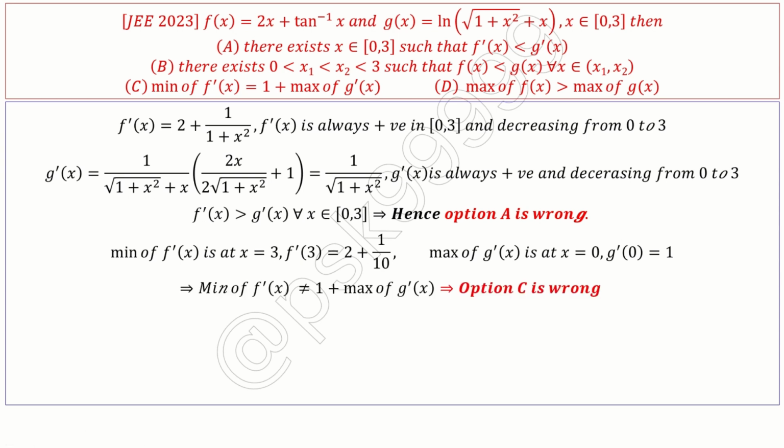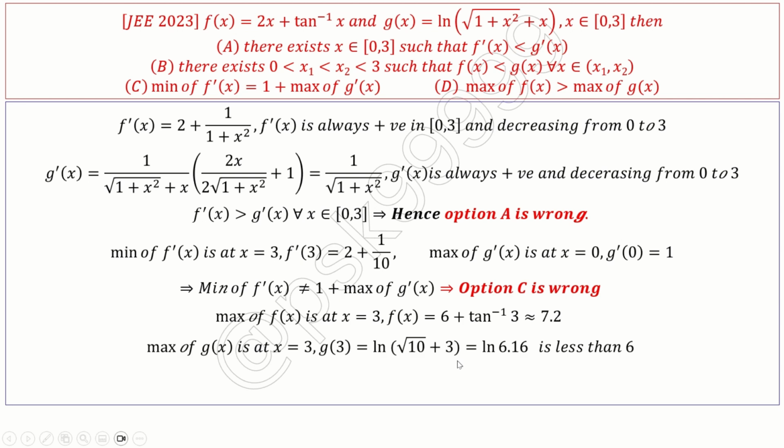Now, between options B and D, it is easy to find D. So let's find D. The max of f of x is at x equal to 3. This is f of x, not f dash x. f of x is an increasing function and the max is at 3. At 3, f of x is 6 plus tan inverse of 3, which is approximately 7.2. Tan inverse of 3 is close to that, so it is around 7.2.